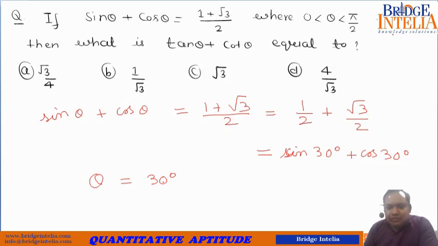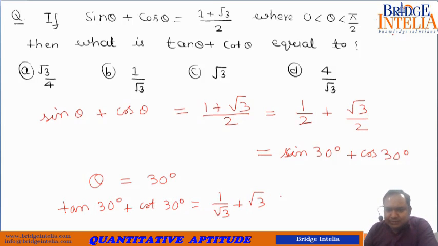So this immediately tells us that theta is equal to 30 degrees. Once you have found the value of theta, based on that we have to find the value of tan theta plus cot theta. So now we know that theta is actually 30 degrees. So tan 30 degrees plus cot 30 degrees. It's just a matter of substituting the values now. Tan 30 degrees is 1 by root 3. Cot 30 degrees is equal to root 3.